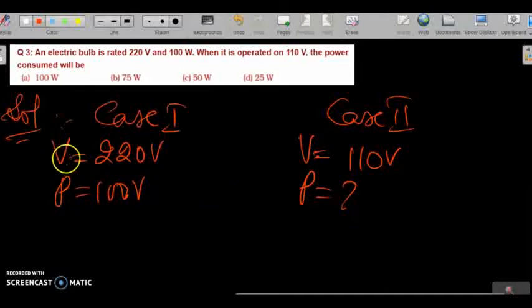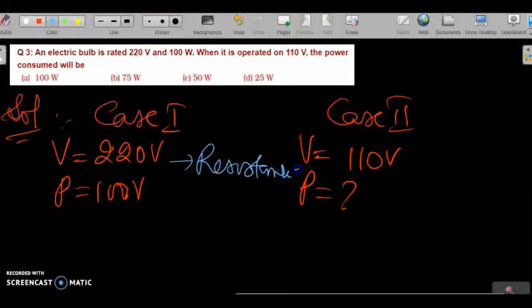Now, observe carefully. We know well that power is V square by R. So in both the cases, there is something which is not changing, that is resistance is not changing. In both the cases, what's common? The common thing is the bulb's resistance is the same.